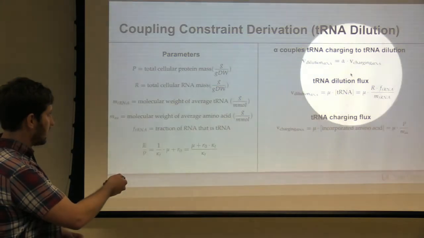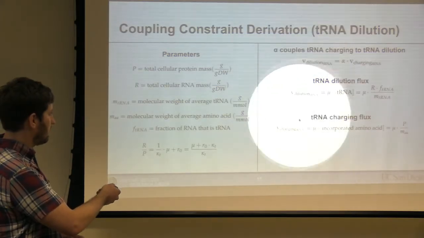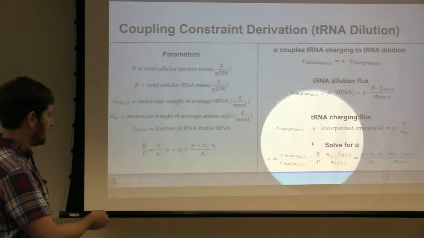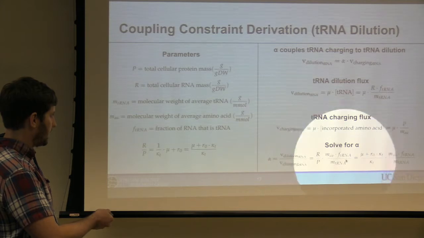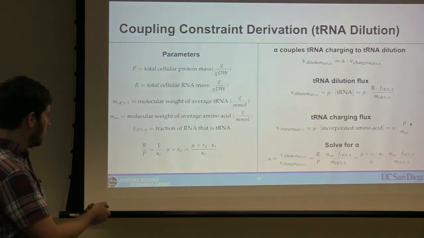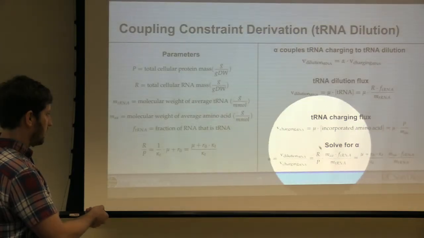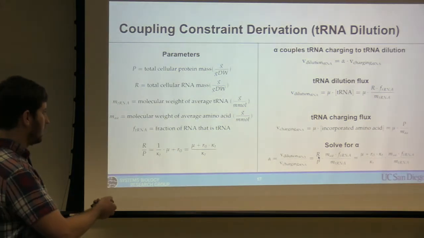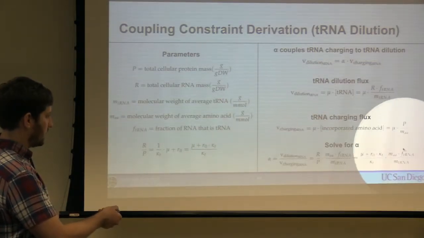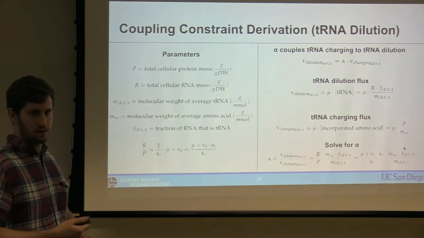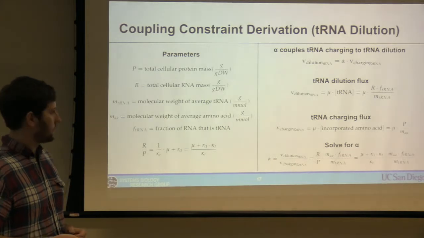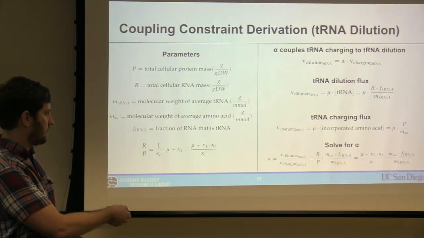And so in order to get alpha, we're going to divide the dilution by the charging and solve for alpha. So what we get is R over P times these parameters from the first two steps. And since we have this growth rate dependent RNA to protein ratio that's well studied, we can replace this with this linear relationship here. And so this ultimately ends up being the coupling constraint for tRNAs as they're charged.